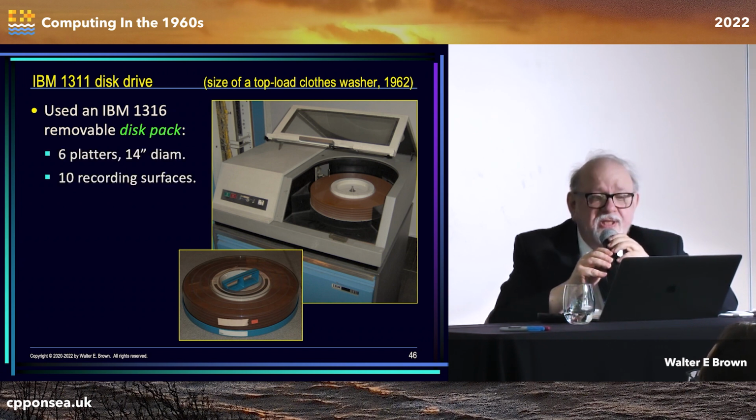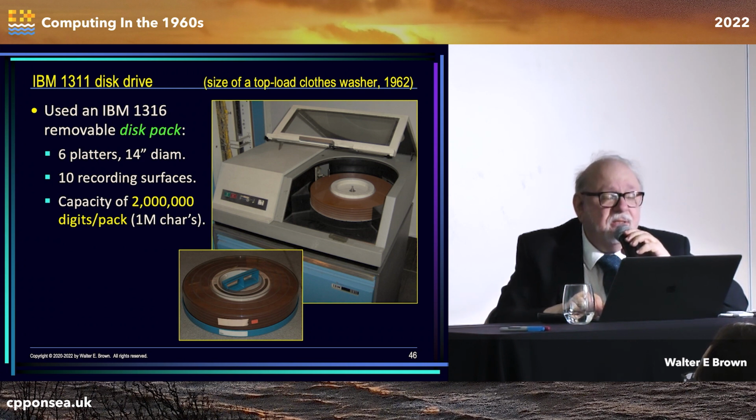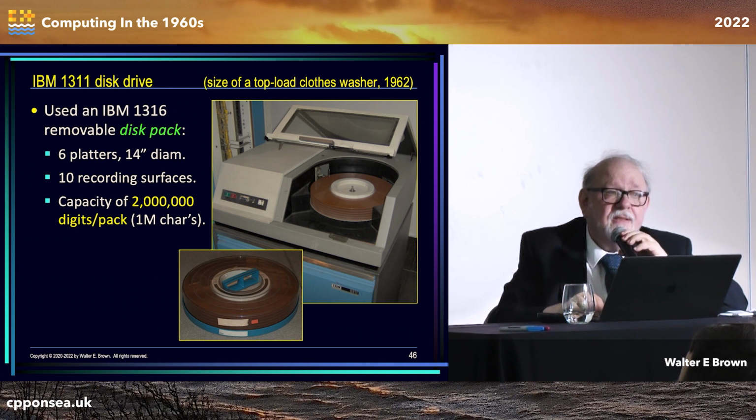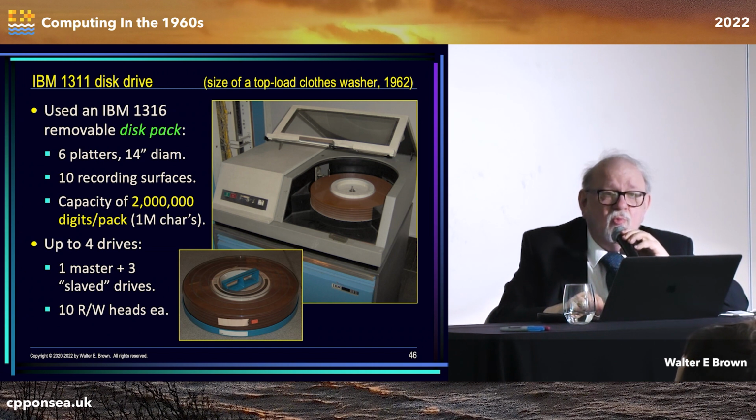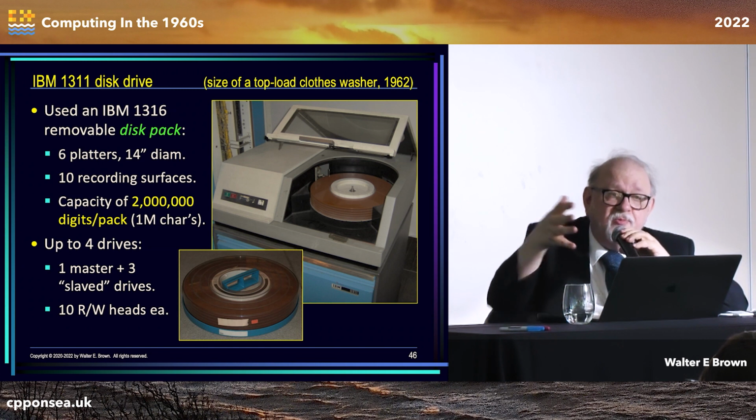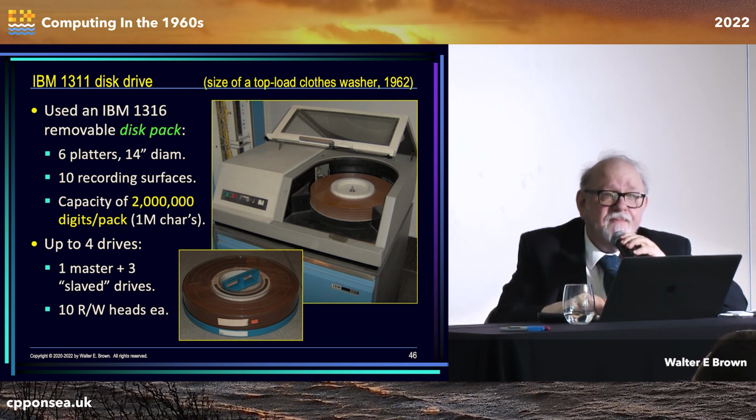A disk pack consisted of 6 platters, 14-inch diameter, 10 recording surfaces, capacity of 2 million digits per pack, which of course was 1 million characters. And you could have up to 4 drives, one of which was designated the master, and the other 3 were considered to be slaved drives. And there were 10 read-write heads, 1 per recording surface. Okay? The only thing the drive did is rotate the disk and provide the read-write heads and, of course, the control circuitry.